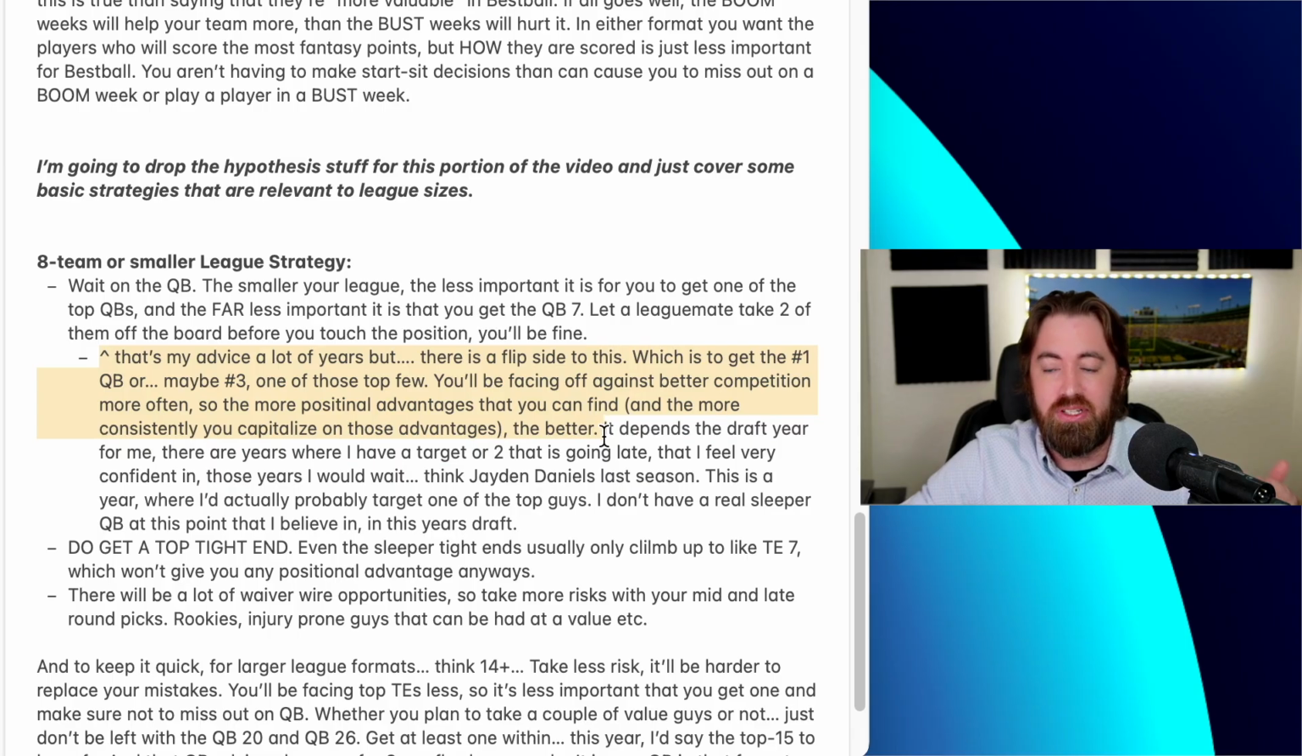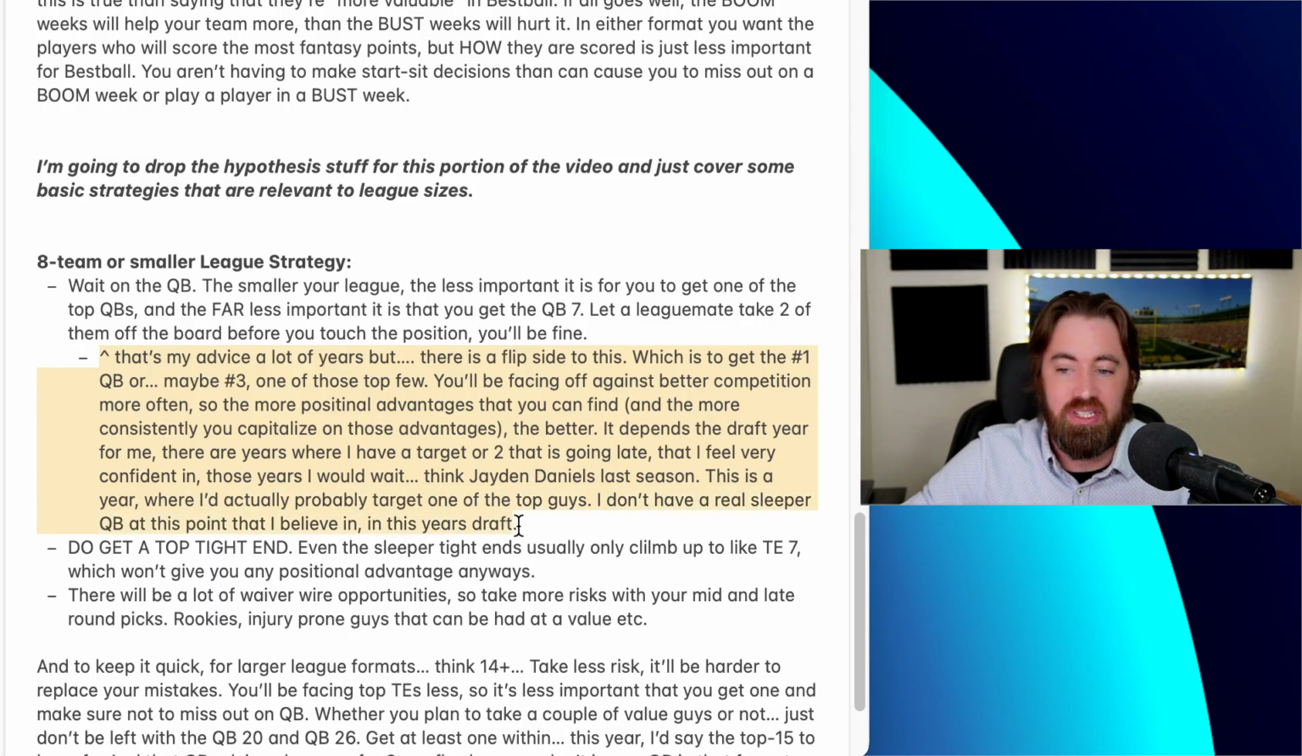But if you get those guys who more consistently perform, then obviously the more consistently you should be able to capitalize on that. Capitalize meaning win the week. So it depends on the draft year. For me, there are years where I have a target or 2 that is going to be going late at the quarterback position that I feel very confident in terms of finishing at quarterback 7 or greater. Those years, I would definitely wait, because I feel confident about some guy that I think I can get quite a bit later. Last year, that player was Jayden Daniels. This is a year where I would actually probably target one of those top guys.